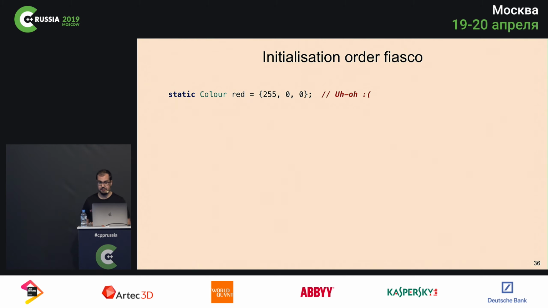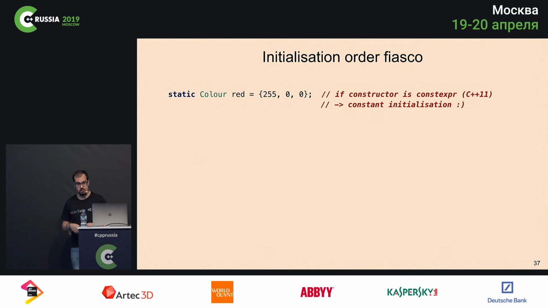Luckily, since C++11, there is a way to avoid that. If you give it a constexpr constructor, and if you then initialize it again with a constant expression, then you get constant initialization again. And then the order doesn't matter. You don't have to worry about this initialization order fiasco because it's going to be constant initialization, which is at compile time, which will guarantee that it will work.